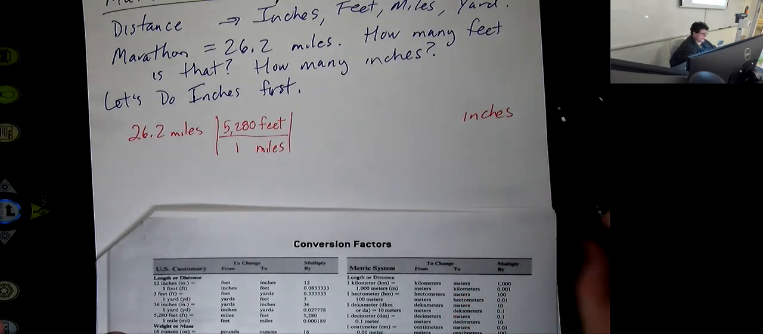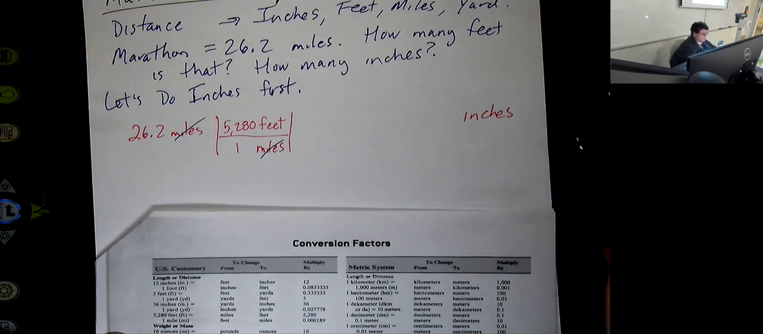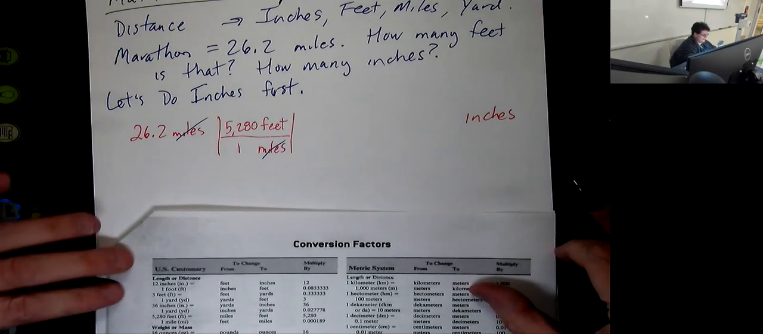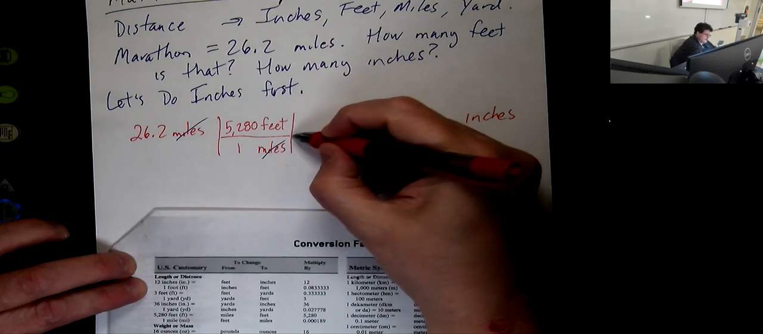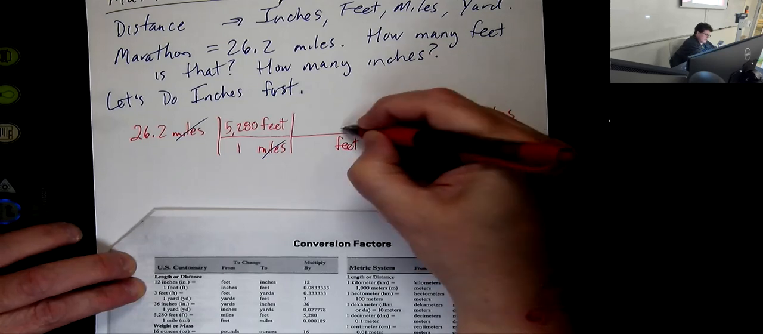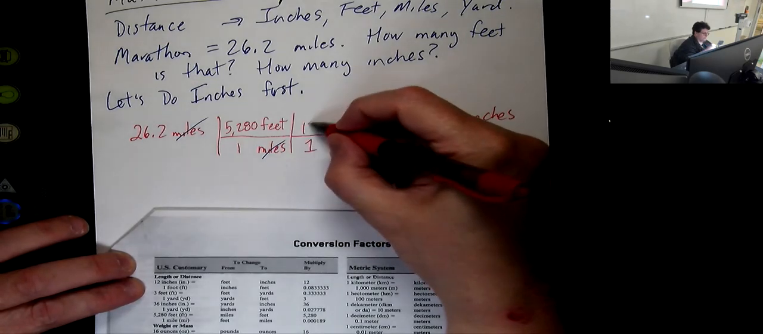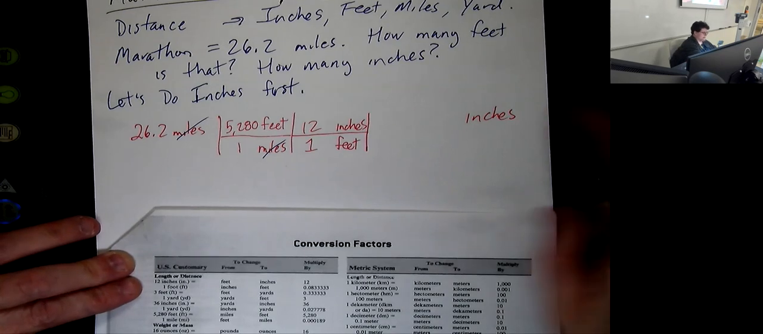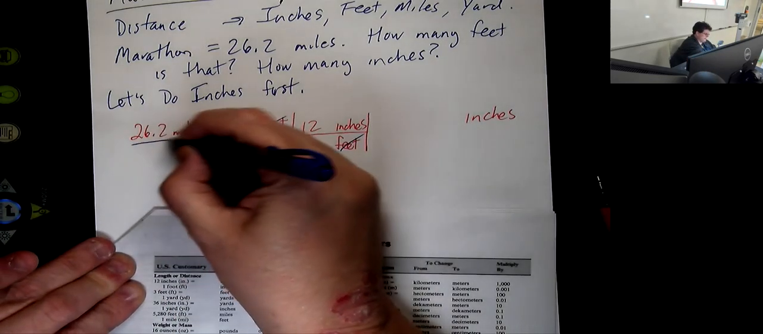And so if I do that, the miles will cancel. I didn't get where I wanted to go. I have feet still. And if I want to go from feet to inches, that's the top one. 1 foot equals 12 inches. I'm trying to get rid of feet and end up with inches, so I'm going to use that to guide me on what goes on the top and the bottom. I can cross off feet now because they're on the top and the bottom. Because remember, we're treating this like a fraction.